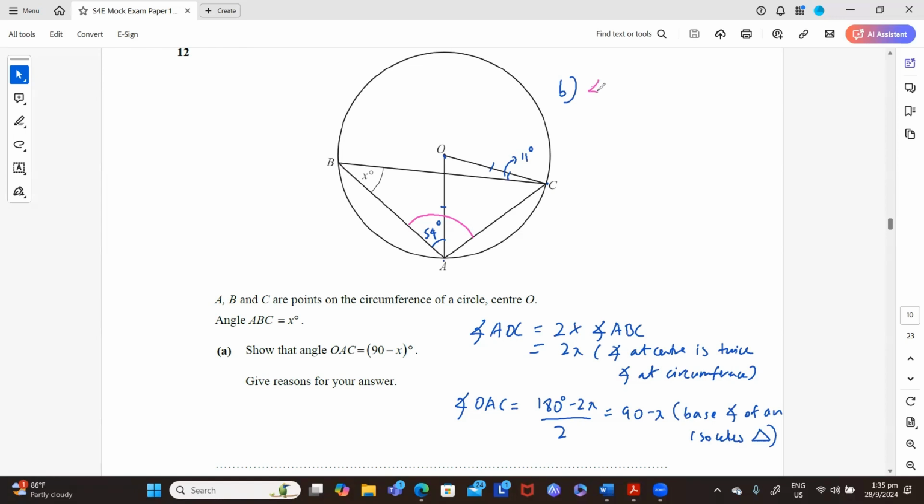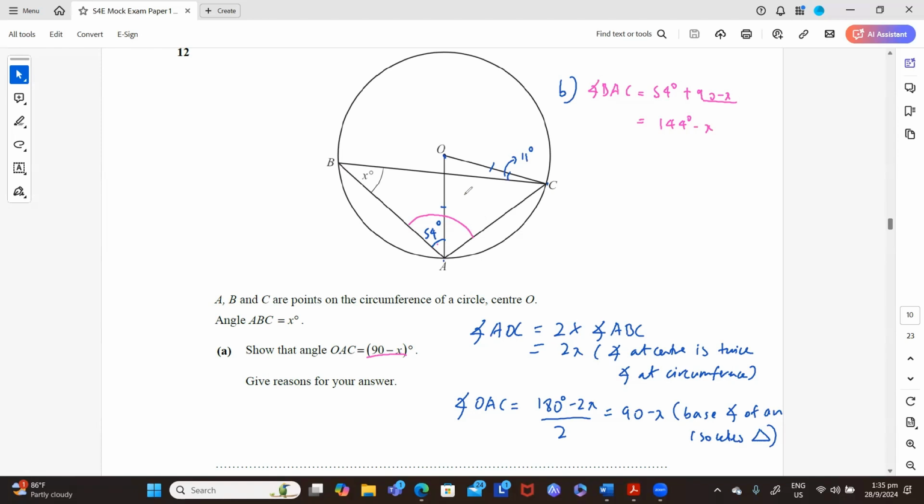Okay, so write down angle BAC equals 54 plus 90 minus x. So this will be 144 degrees minus x. So this big angle is basically 54 plus whatever they got in part A, OAC, 90 minus x, which is here. And then you get 144 minus x. So write that down. This big angle is 144 minus x.